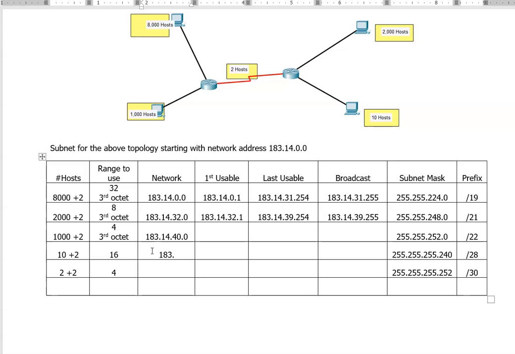Now, adding 4 in the third octet gives us 183.14.44.0. Subtracting 1 from that to get our broadcast address, we have 183.14.43.255. Now fill in the rest.